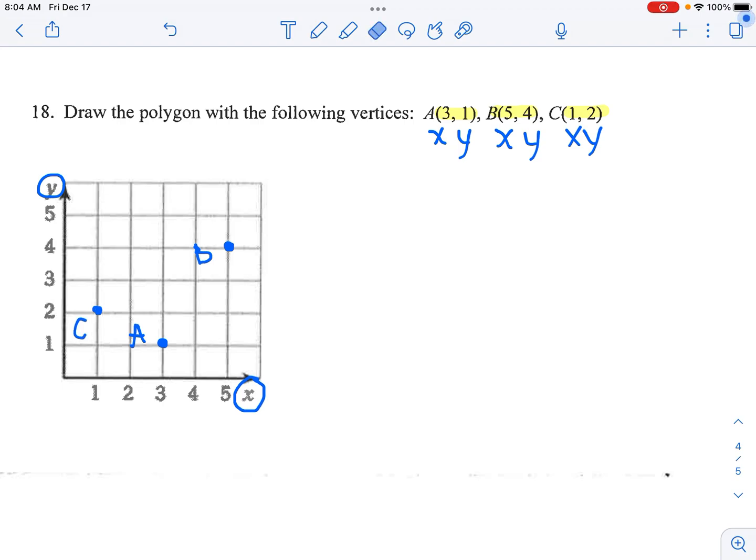Now notice that it says draw the polygon. So if you have to draw the polygon, remember a polygon is a triangle, a square, a trapezoid, a parallelogram, a rhombus, etc. So draw the polygon means connect the points together so that you have a polygon in your coordinate plane. So there we clearly see a triangle.